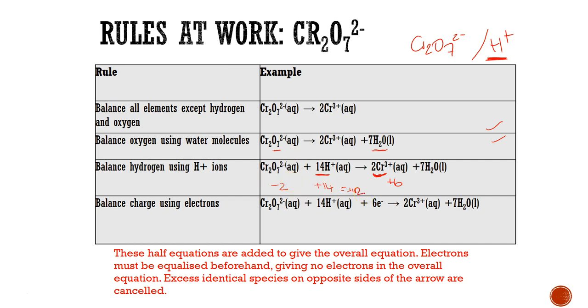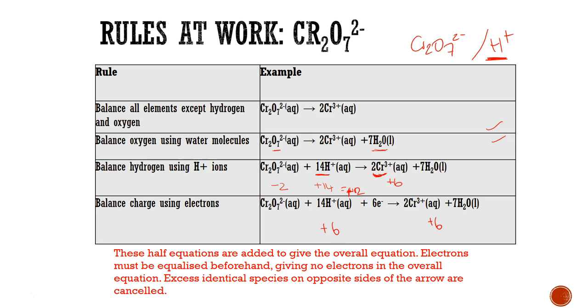I need to make these two numbers balanced, +12 and +6. The only way I can get from 12 to 6 is by adding electrons. I need to add 6 lots of negative in order to get that right. So I'm going to go from 12 to 6 by minusing 6, which is the same as adding 6 electrons. So now on this side my charge is +6, and on this side my charge is +6.